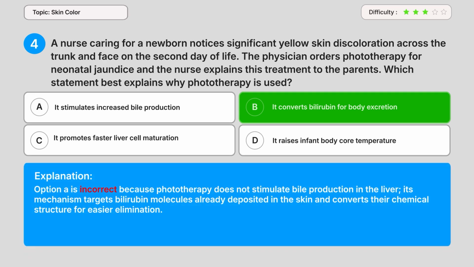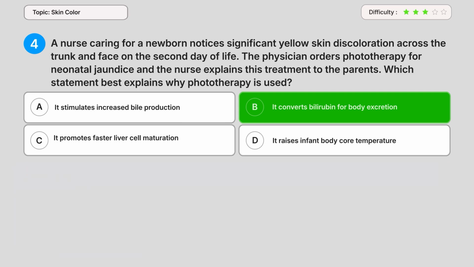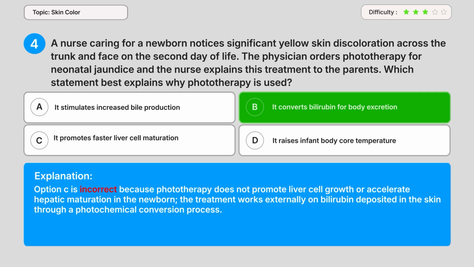Option A is incorrect because phototherapy does not stimulate bile production in the liver. Its mechanism targets bilirubin molecules already deposited in the skin and converts their chemical structure for easier elimination. Option C is incorrect because phototherapy does not promote liver cell growth or accelerate hepatic maturation in the newborn. The treatment works externally on bilirubin deposited in the skin through a photochemical conversion process.